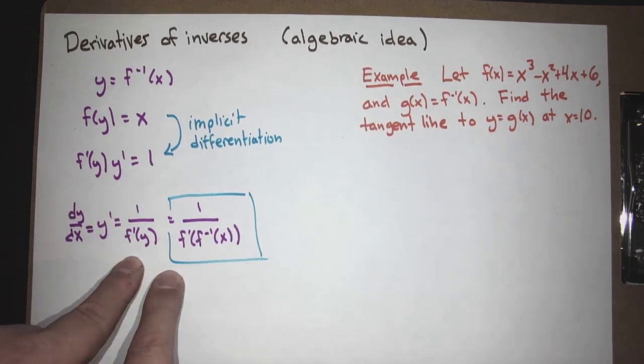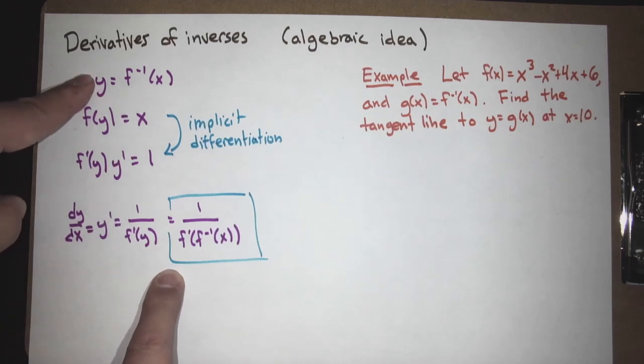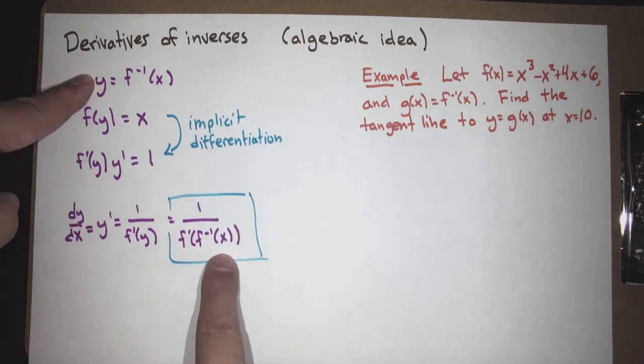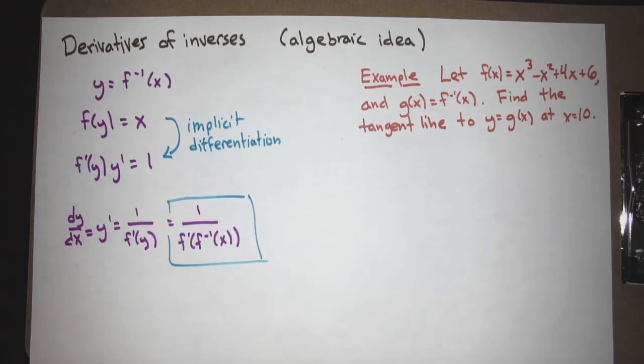Well, but what was y? y was f inverse of x. So 1 over f prime of f inverse of x. So once you understand implicit differentiation, it's very quick to rederive this. All right, so here's an example. Any questions on the theory before I jump into the example?